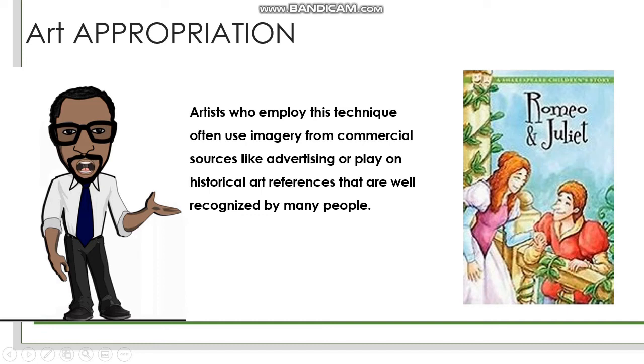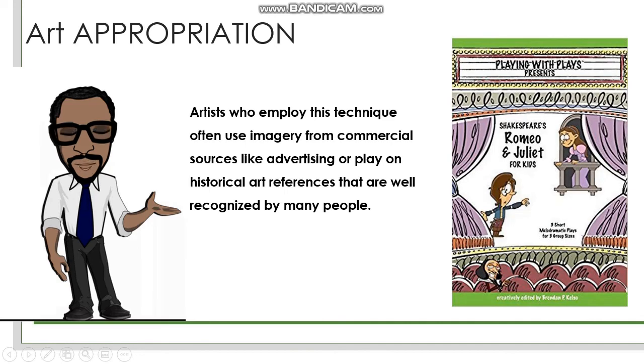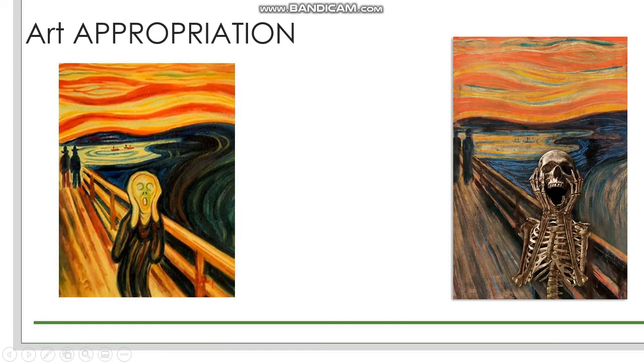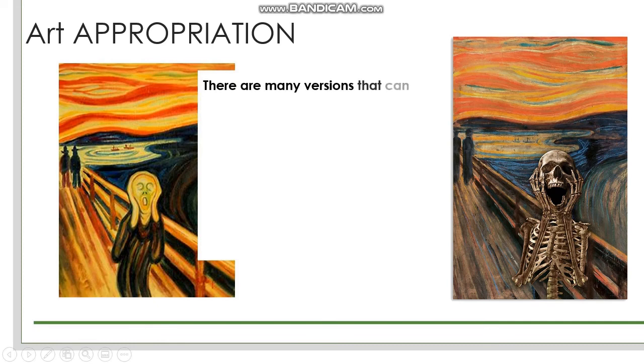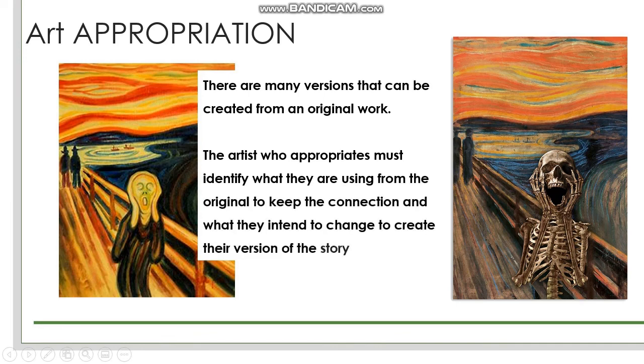For example, depictions of Romeo and Juliet. There are many versions that can be created from an original work. The artist who appropriates must identify what they are using from the original to keep the connection and what they intend to change to create their version of the story.